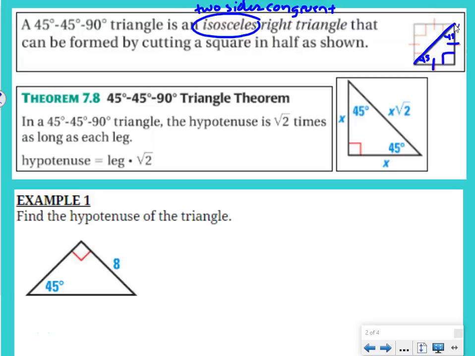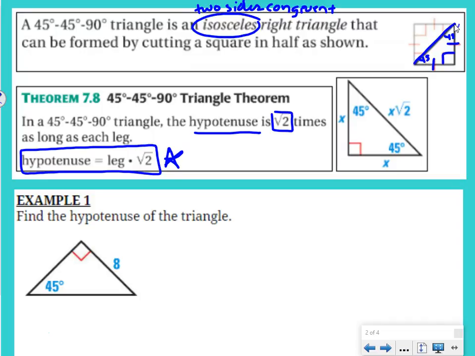So our theorem for our 45, 45, 90 triangle is that the hypotenuse is the square root of 2 times as long as each leg. So right here, this is something really important. You might want to star it, box it, circle it, but that's a good thing to know. Hypotenuse equals the leg times the square root of 2.